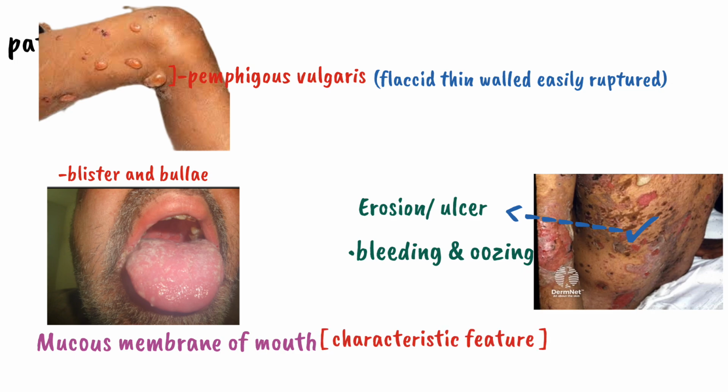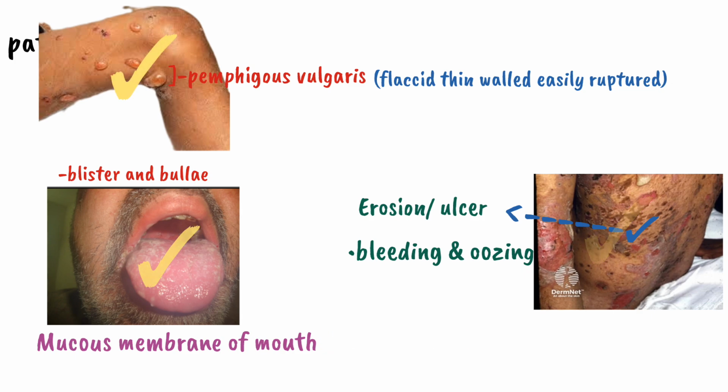In this image, you guys can see the lesion of Pemphigus vulgaris. You can see the bulla. Here you can see the ruptured bulla which forms the ulcer and erosion. And here you guys can see the ulcer in the mouth. These ulcers in the mouth are the characteristic feature of Pemphigus vulgaris.